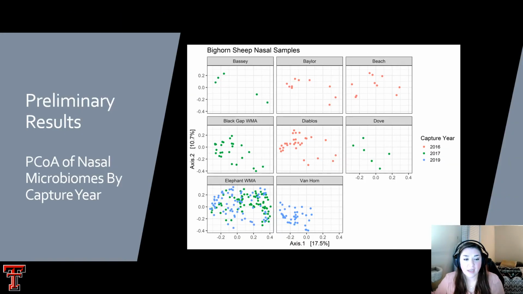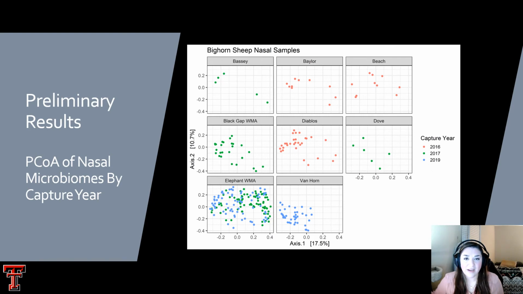So this is a PCoA of our nasal microbiomes by capture year. This is just bighorn sheep. So the only locale that we were able to get multiple years sampled was Elephant Mountain WMA. The rest of these, unfortunately, due to opportunistic sampling, were different years. And I'd like to note that we do have a few that have smaller sampling sizes. Just due to, again, opportunistic sampling, we were able to get what we could get.